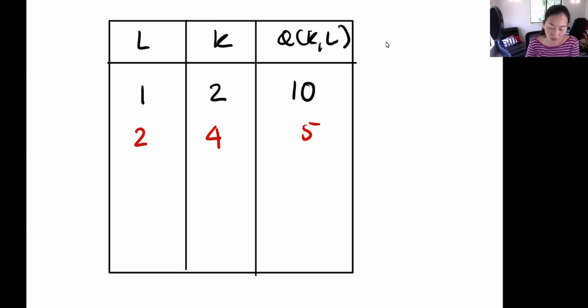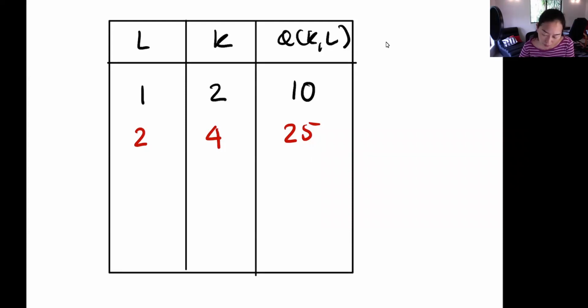If my output is 25, right? More than double. This is increasing return to scale. Increase L and K by double, but output comes out more than double. This is increasing return to scale. So that's pretty much what it is.